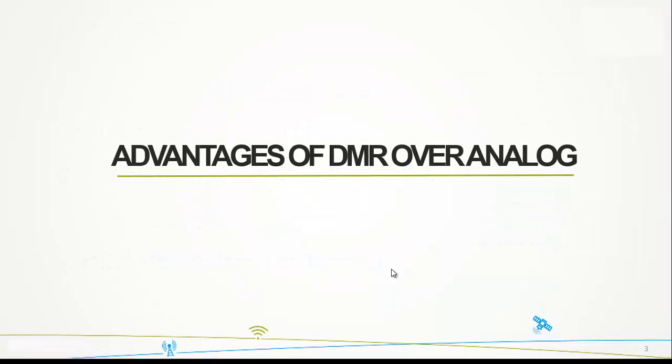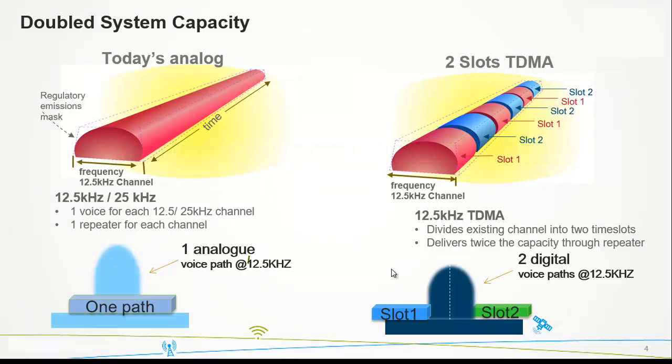So what are the advantages of DMR over analog? I am only going to share a few features that make DMR more advantageous over analog in the long term, but there are definitely a lot of features that DMR radios can possess which are far better than analog radios. So number 1 is the double system capacity.